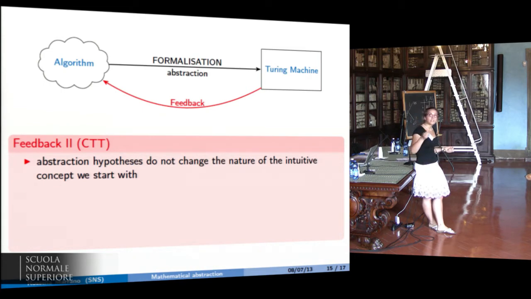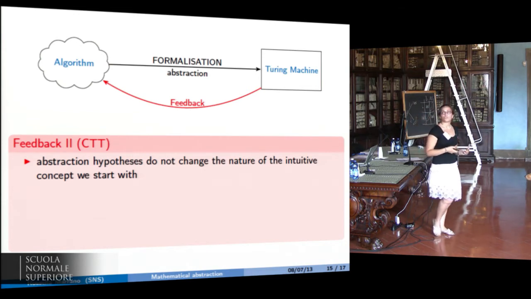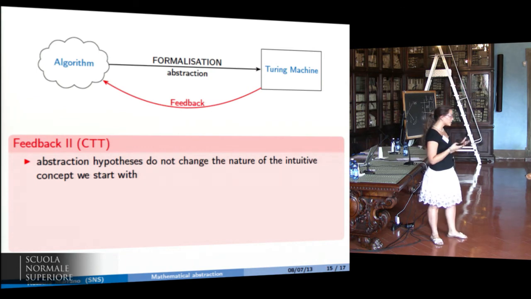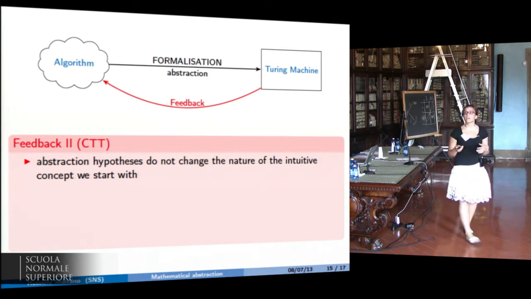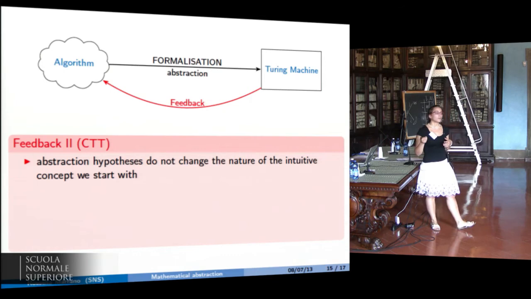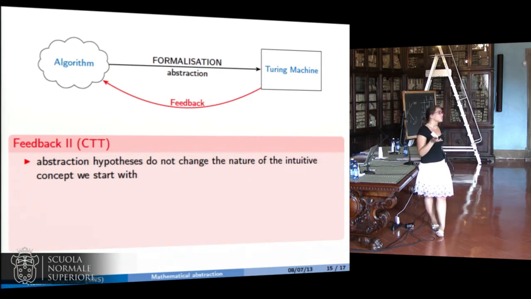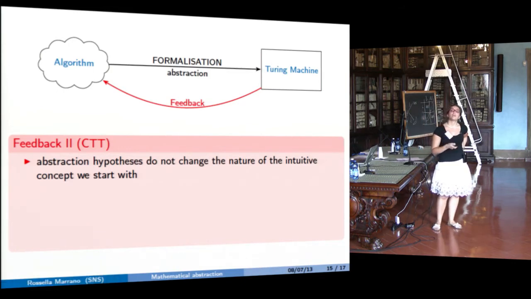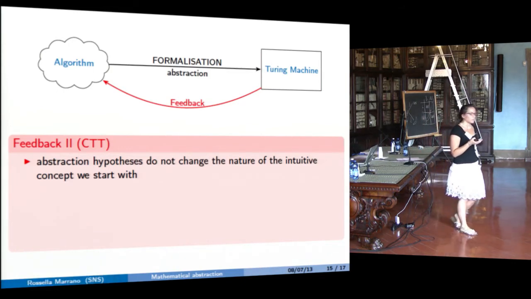The point is that this is a very peculiar case because we started with an informal notion, the one of algorithm. By doing some abstraction hypothesis, we end up with a model, a mathematical model, the Turing machine, and we see that this notion is maximally adequate to capture the starting problem to the extent that the class of problems that can be solved by Turing machine is claimed to coincide with the class of problems that can be solved in an intuitive or informal way.